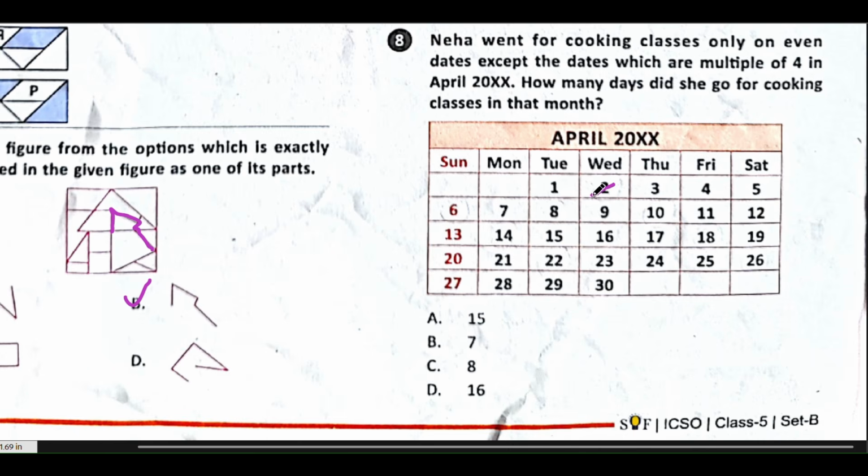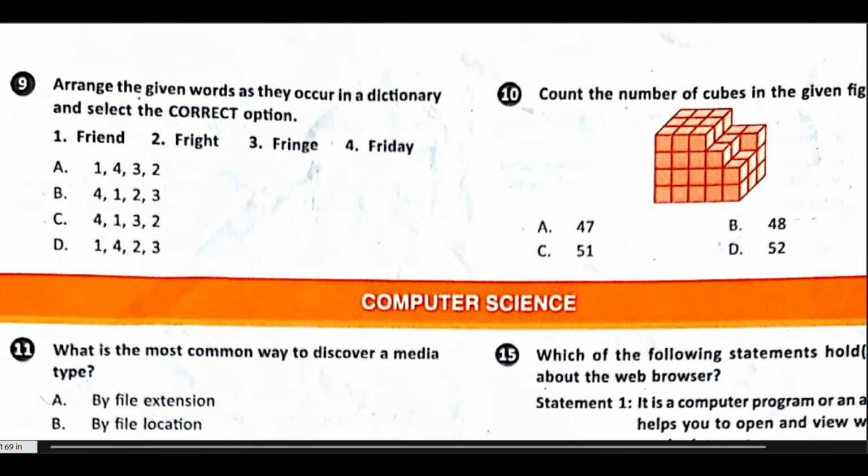So she went on 2nd, on 6th, on 10th, and on 14th, on 18th, on 22nd, on 26th and on 30th, because the rest of the even numbers are a multiple of 4. So that was the holiday as they said. Now how many are there? 1, 2, 3, 4, 5, 6, 7, 8. So option C is the correct answer.